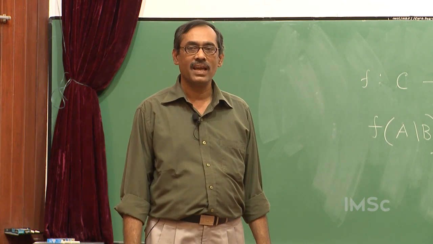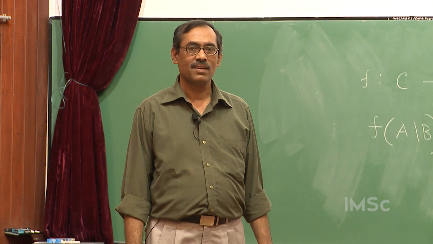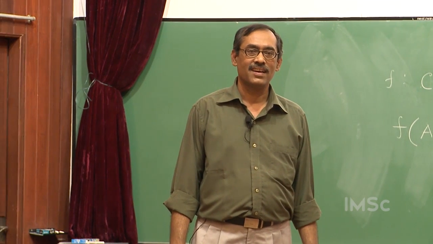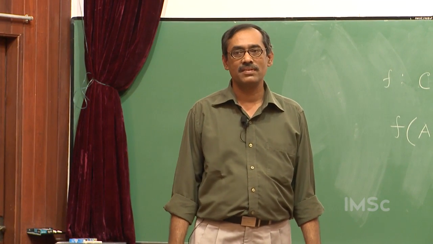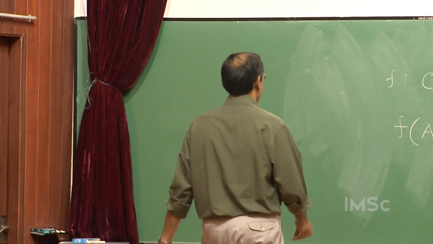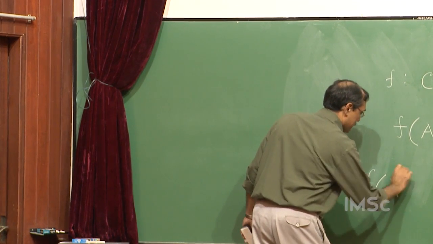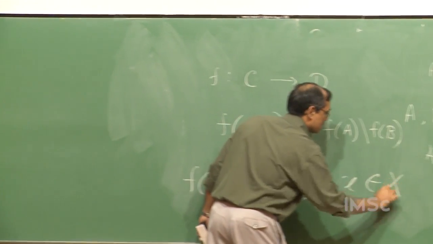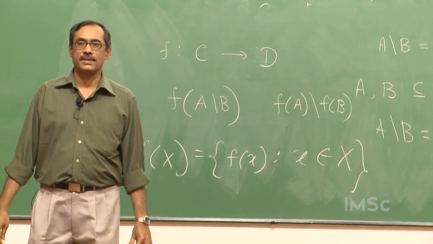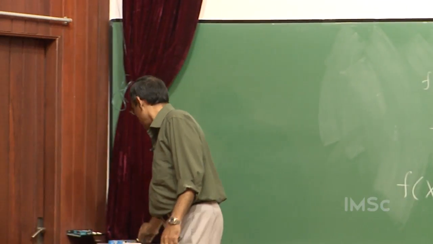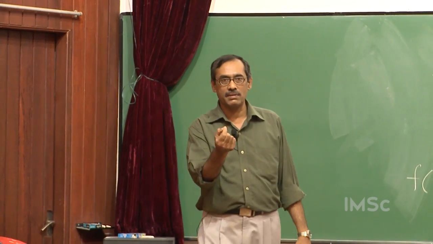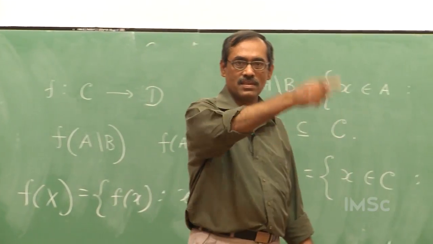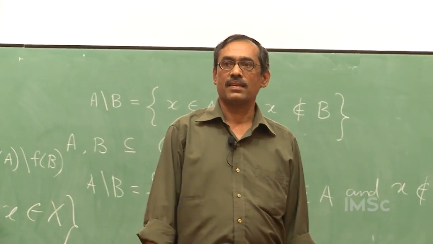By the way, what is f of A? All those points which are images of elements in A. So, let us write like this. You know what is f of x for a particular element x, then collect all those elements where this small x varies over this capital X subset. So, that is the whole image.